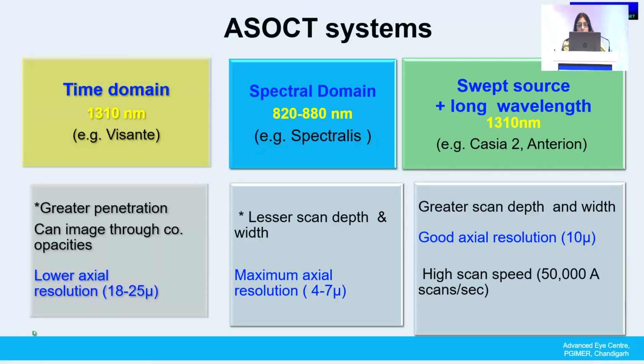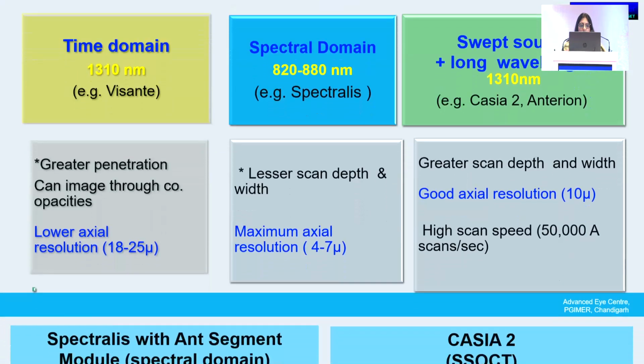What the swept source basically has the advantage over the other two is that it has a much greater scan depth and scan width as compared to the time domain and the spectral domain. The axial resolution of the swept source is good, although it's a little less than the spectral domain. And it has a very high scan speed, which makes it easy to capture images even in patients who are somewhat uncooperative, like small children.